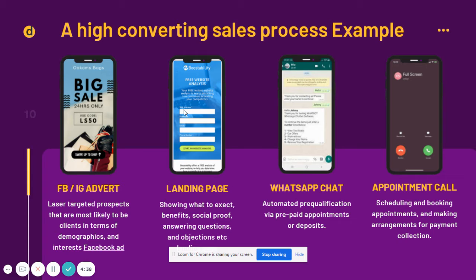Now, the second step is where we do something called warming up and nurturing and education. This is the part where we show them the benefits, the social proof, the before and afters, what to expect, what happens during microblading treatment, answer their questions, deal with objections and safety concerns.